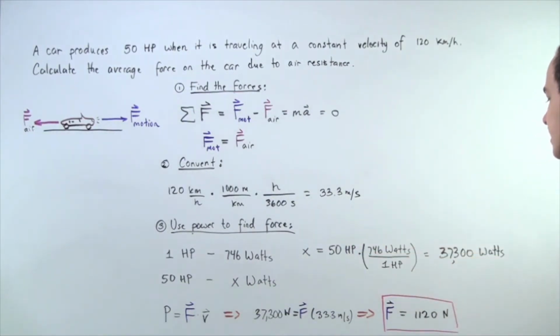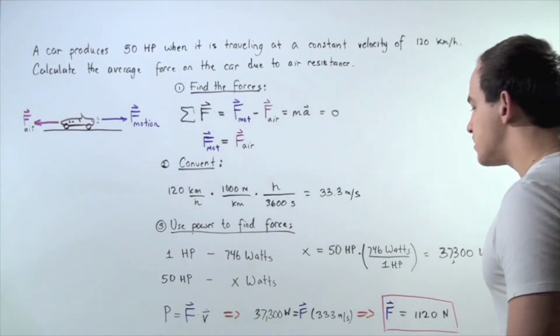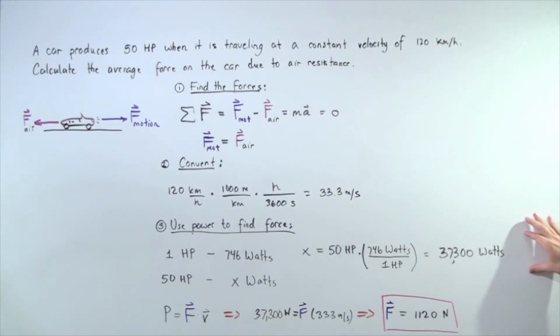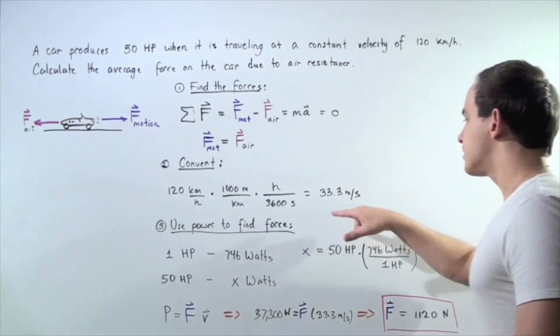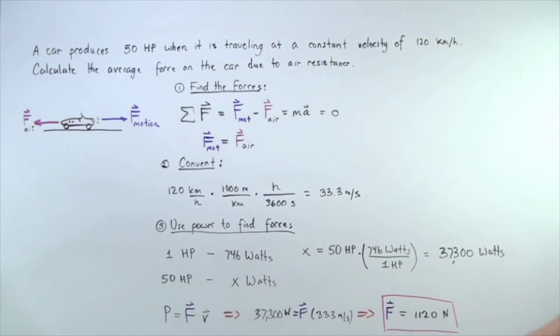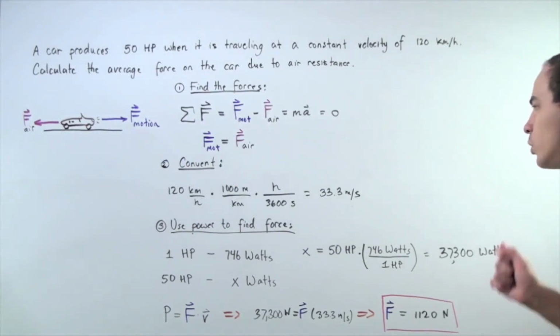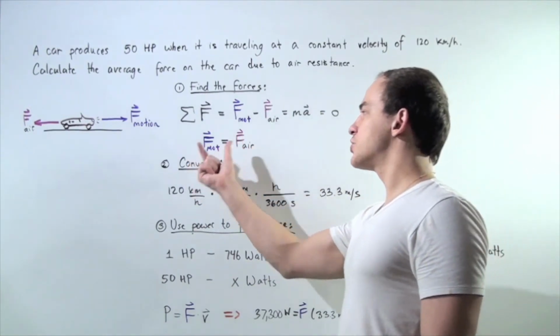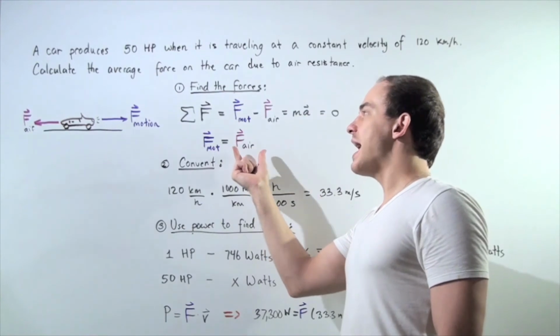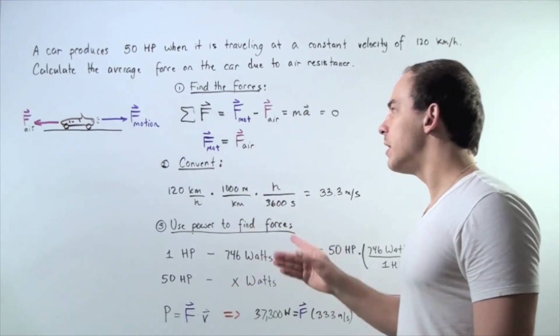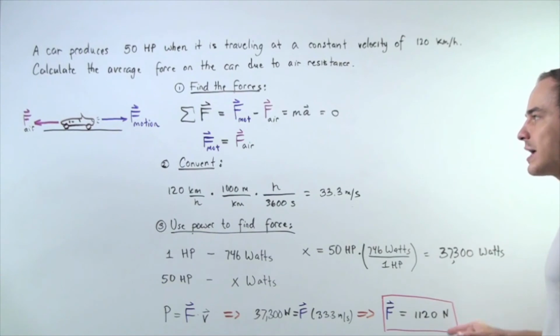The HPs cancel and we're left with 37,300 watts in 50 horsepower. So now we plug in this value, this quantity, into this equation, divide both sides by the velocity 33.3 meters per second, and we're left with the following force. So 1,120 newtons is the force creating the motion, and this is equivalent to the force that the air molecules create, the drag force, but this force points in the opposite direction, so it's negative 1120 newtons.